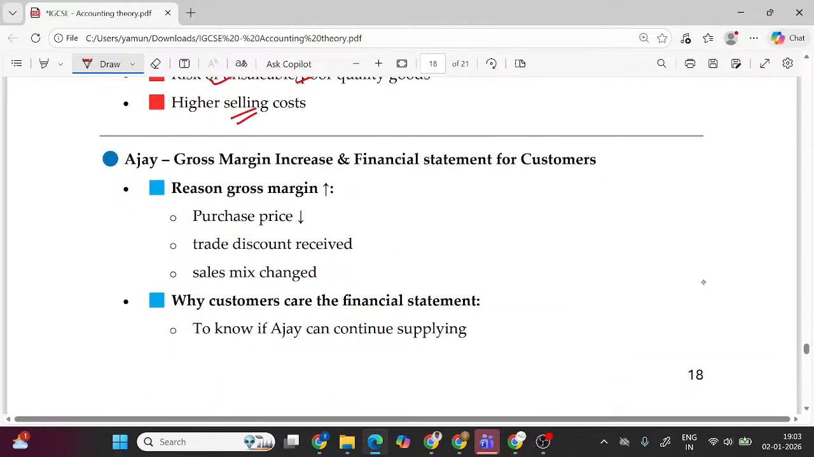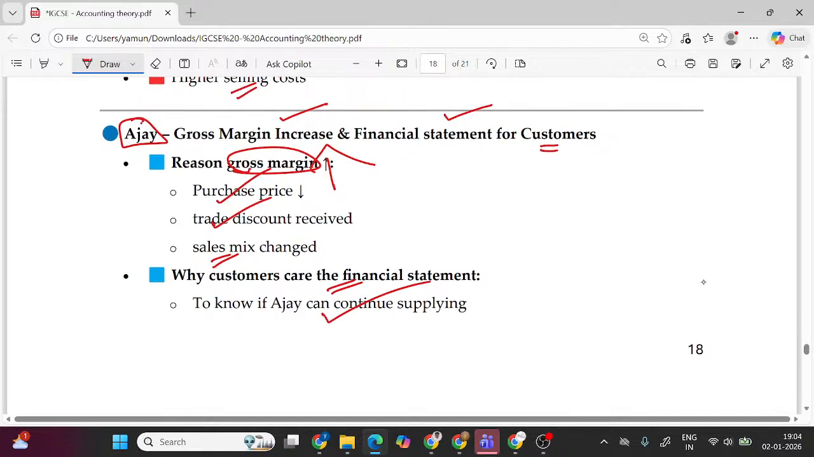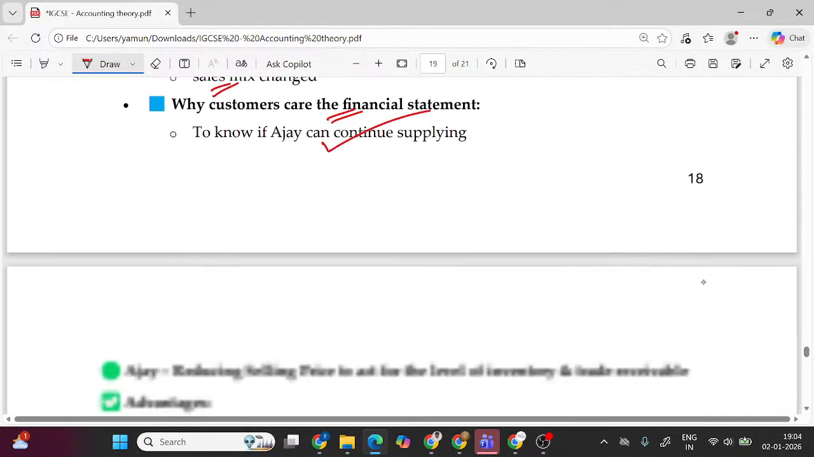There is another case with Ajay. Gross margin increase and financial statement for customers. Reason why gross margin increased: purchase price decrease, trade discount is received, or sometimes sales mix also changes. What you call as the way you define it. Why do customers ask for the financial statement? To know if Ajay can continue supply.